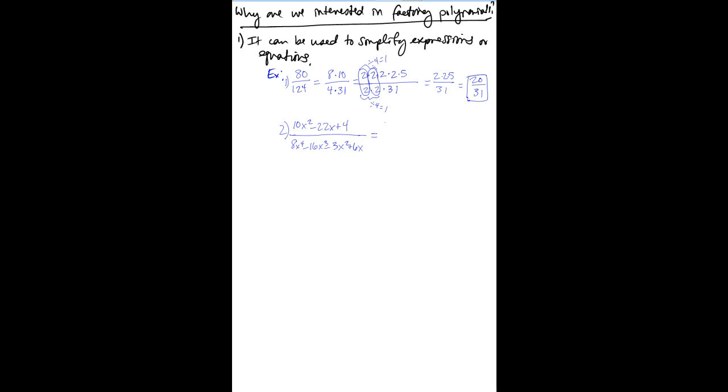turns out that I can rewrite the top as x minus 2 times 10x minus 2, and I can rewrite the bottom as x minus 2 times 8x squared minus 3 times x. And so this x minus 2 divided by x minus 2 is really just 1. So I can rewrite this whole thing as 10x minus 2 over 8x squared minus 3 times x.